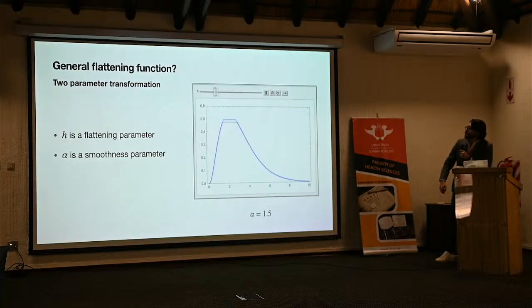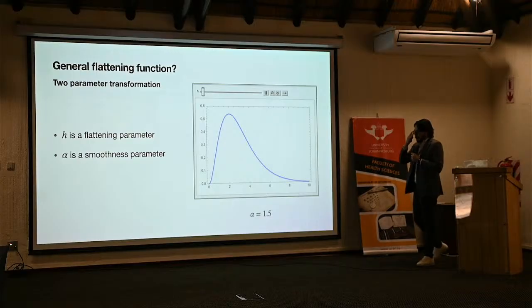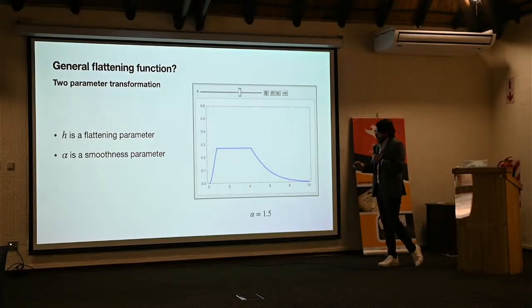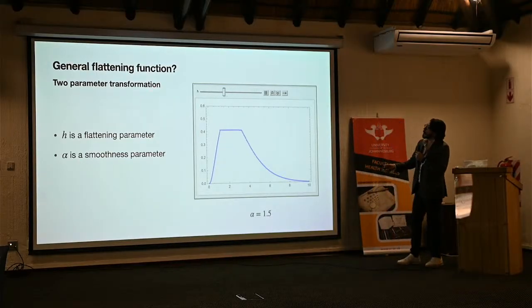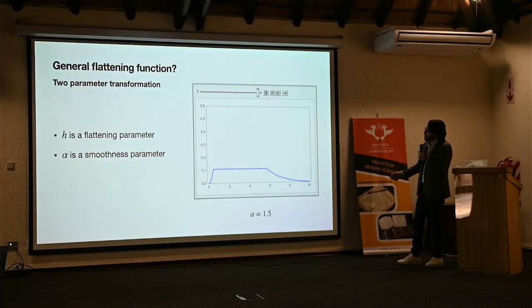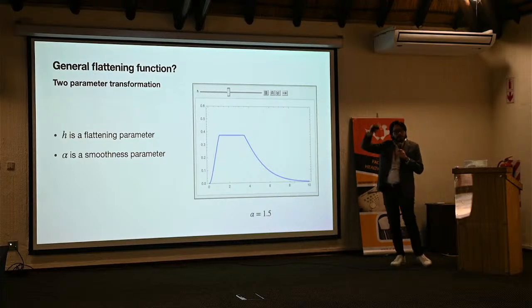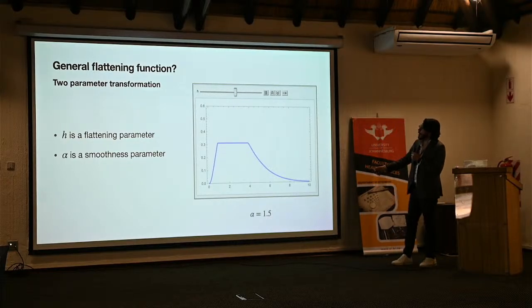Now, how are we going to model this flattening? Well, we have developed a general mathematical transformation that has 2 parameters. One is h, which is a flattening parameter. Then when you vary this parameter, what you are inducing, in this special case, is a kind of plateau with height h.